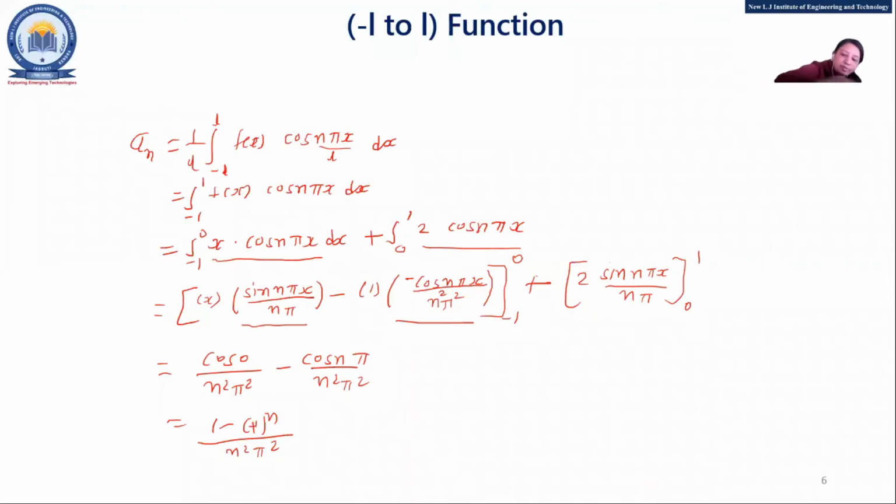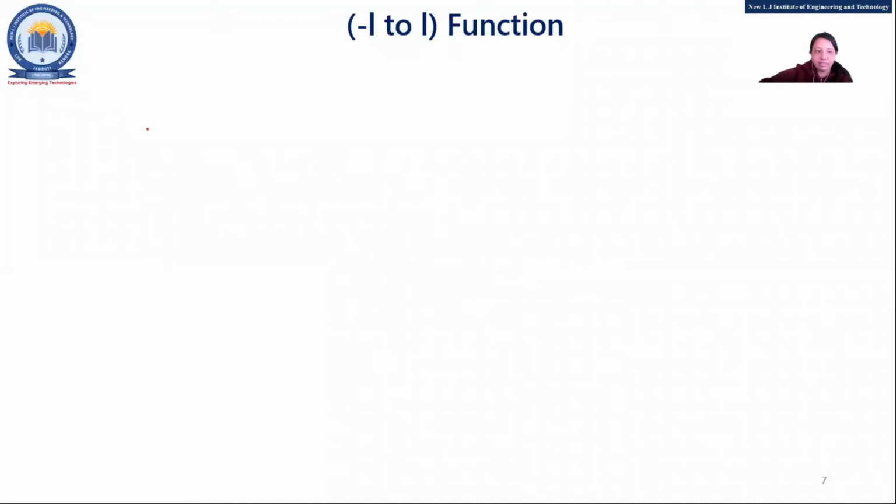Now quickly calculate the bn yourself. I asked you in the last lecture, you have to write down all the things in your notebook. Some you have to calculate. Anytime I'll ask you to share.